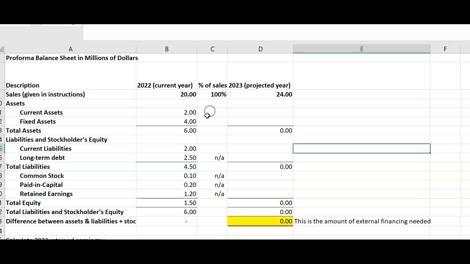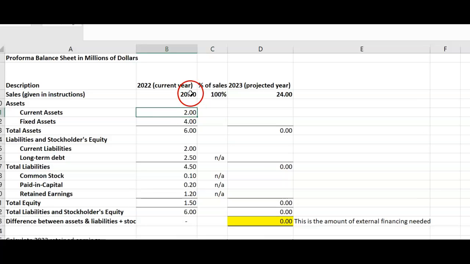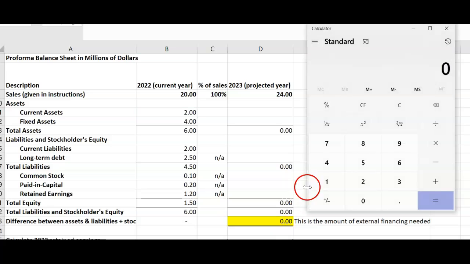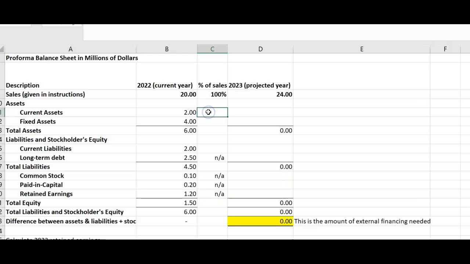These figures that we're going to set as a percentage of sales, we're going to take our assets of 2 million and divide by our sales of 20 million. I'll pop my calculator up there just for purposes of the exercise. We're taking our 2 million in assets and setting that as a percentage of sales. So we're dividing by our sales, that's our denominator, and we're getting 10%. So that's where I got that 10% from.